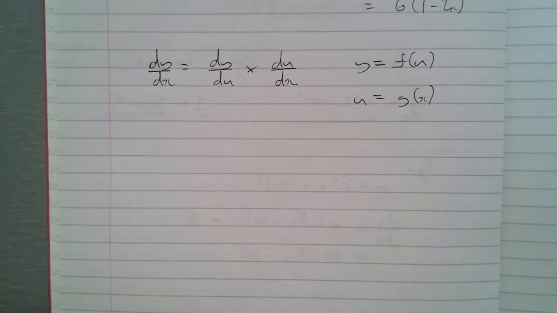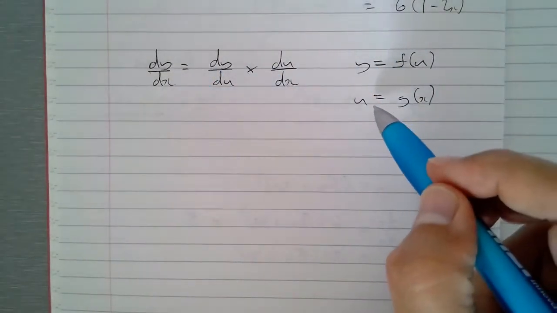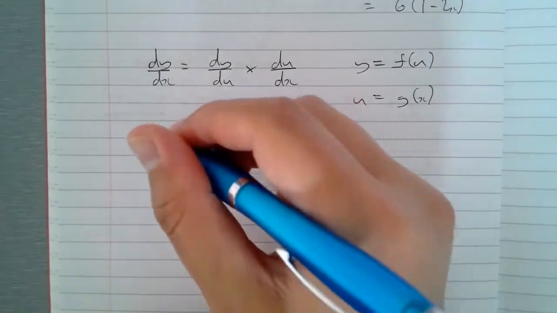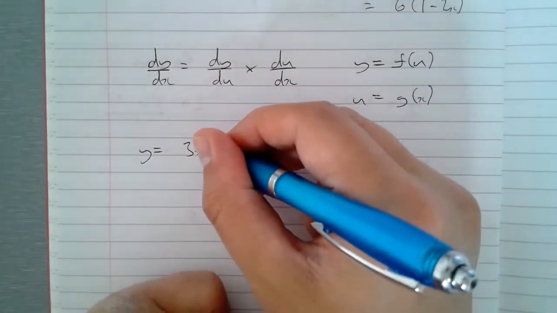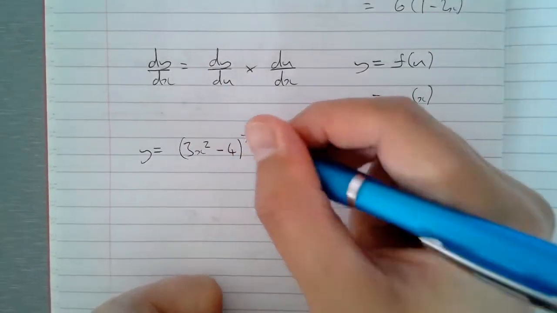Okay, that might seem to have totally overcomplicated something which seemed relatively simple a few moments ago. Let's just go through an example of how this works and see that it is exactly what we've just done, dressed up a bit. So let's use this formal chain rule to differentiate something. Let's say we've got y = (3x² − 4)^7.